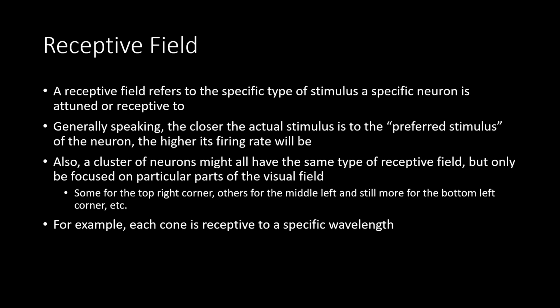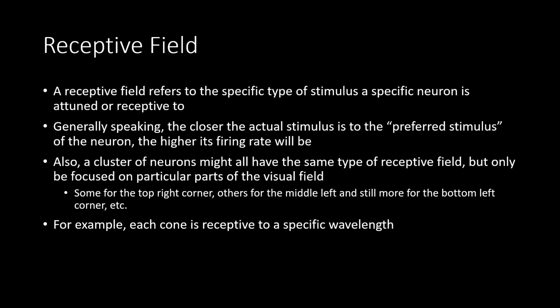It's also very important to know that while an entire cluster of neurons, let's say, might have the same type of receptive field, they're interested in seeing horizontal lines, let's say, they generally will be subdivided further based on what part of the visual field itself that they are receptive to. So you could have some that are receptive only to the top right corner of your visual field, others to the middle left, and still more for the bottom left corner, and so on, as you go through the entirety of the visual field.